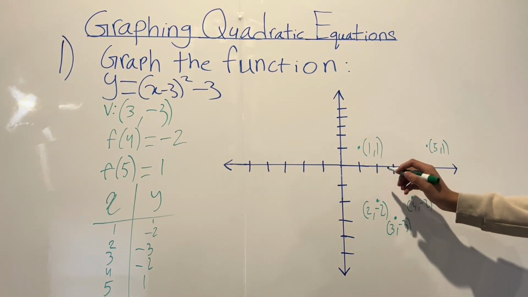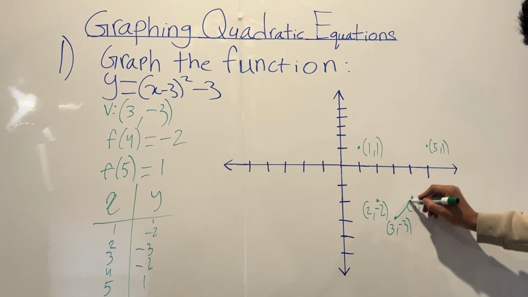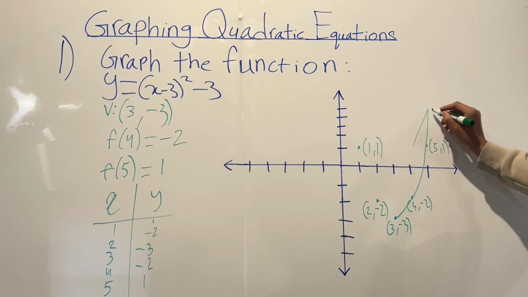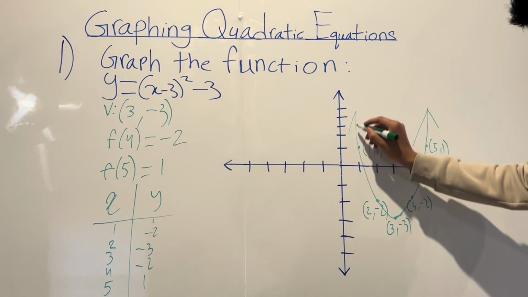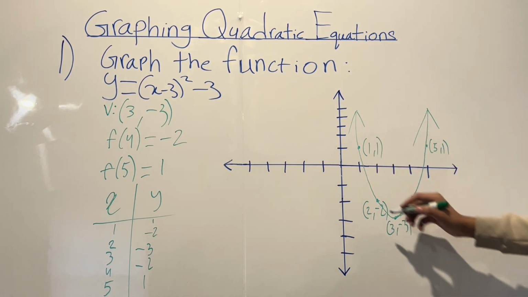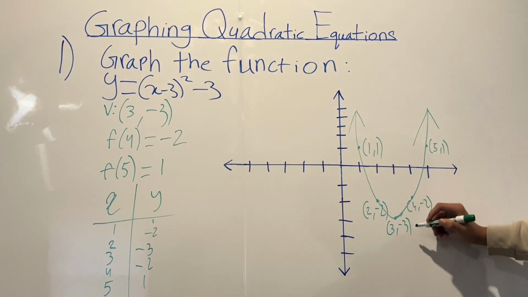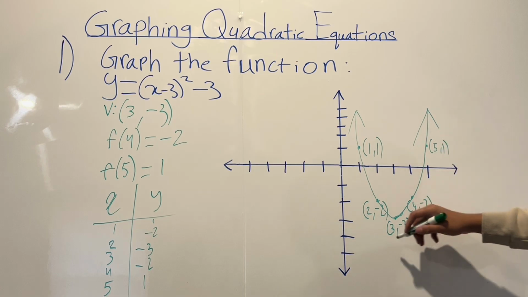Draw a general curve of what it would look like. So it will look something like that. A little more curved, but these are the points that it would follow.